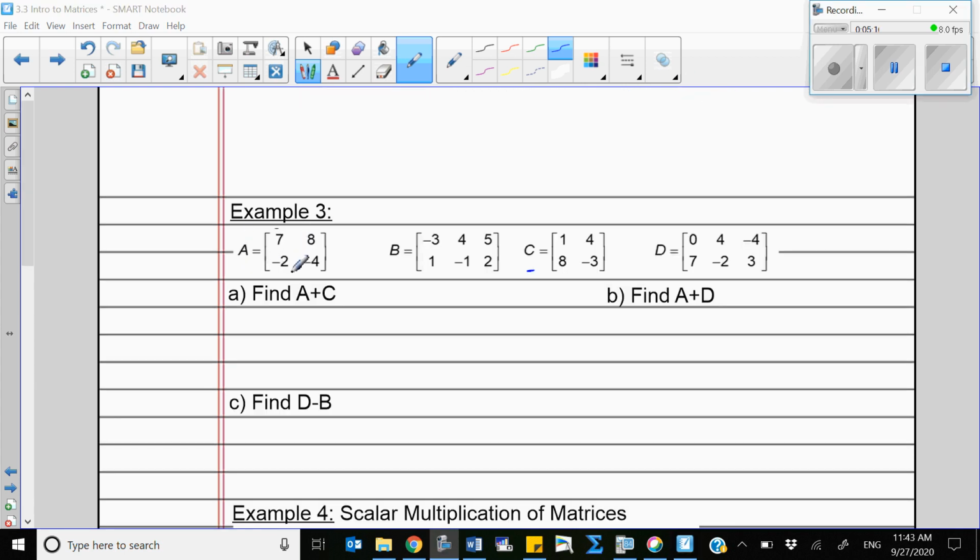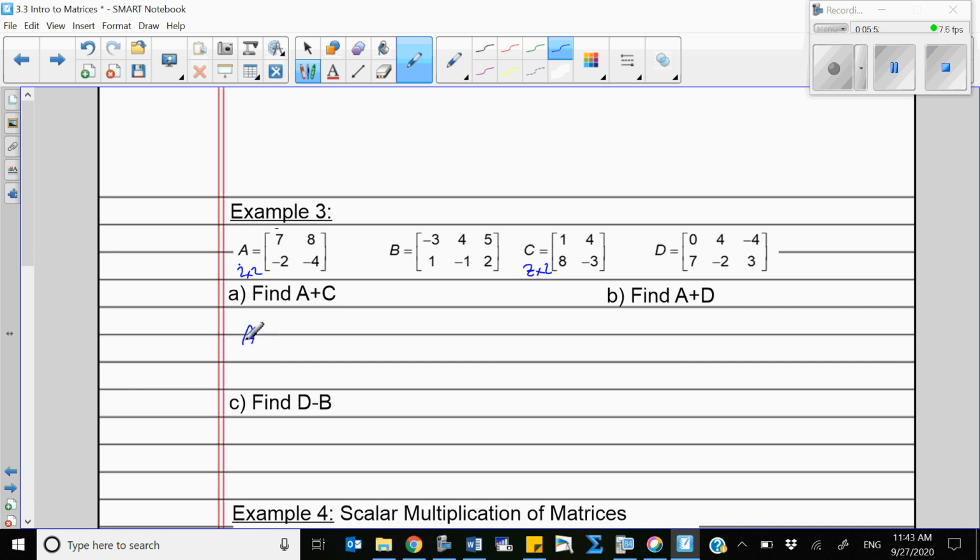In the next example, we want to learn how we can add two matrices. For example, we're given these matrices and we want to find A plus C. So we want to add A and C. Before adding two matrices, we need to know that the two matrices can be added only if they have the same dimensions. For example, what are the dimensions of A? 2 by 2. Dimensions of C is again 2 by 2. So that means I am able to add these two matrices.